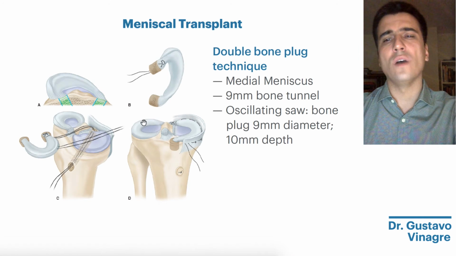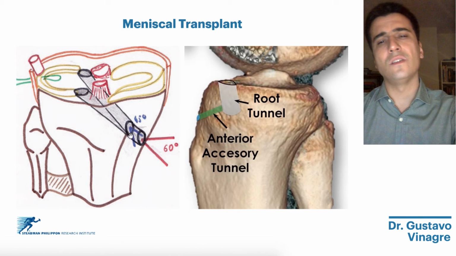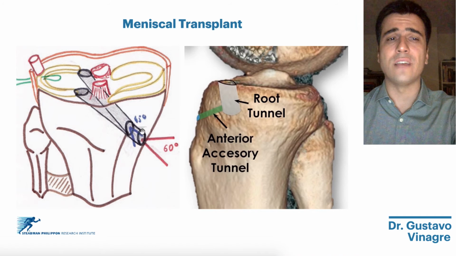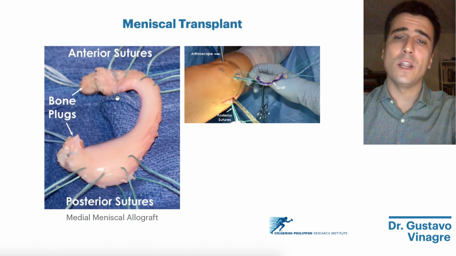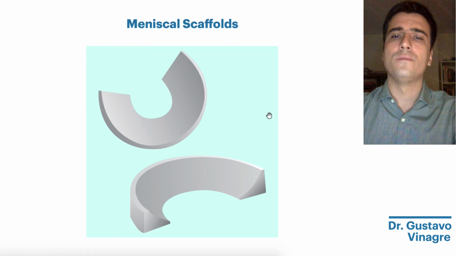And you should do a 9 millimeter bone tunnel. You can do it with a 2 tunnel or a 3 tunnel technique, okay? And you should do the tunnels on the contralateral side of the meniscus, as you can see here. You put the allograft inside, you pass some sutures through the allograft, and then you do an inside-out technique to fix it to the capsule.